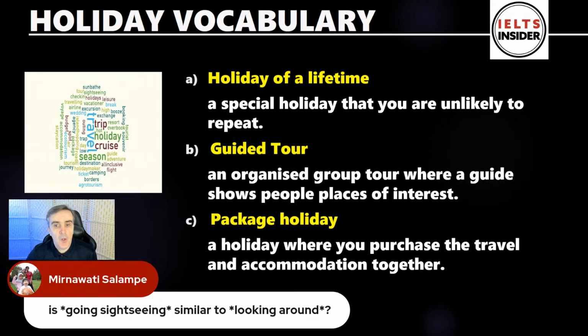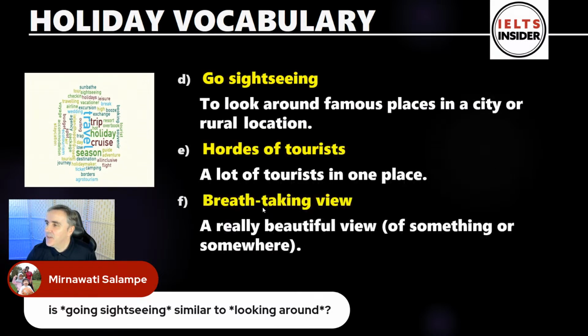Package holiday is a holiday where you purchase the travel and accommodation together. And we purchase these from a special person. I will tell you about them later. Go sightseeing is to look around famous places in a city or in a rural location as well. Again, if I go back to Egypt, a lot of the pyramids are not within the city, they're in a rural area. So we would travel around looking at those different pyramids. The important thing here is we're looking at famous places.